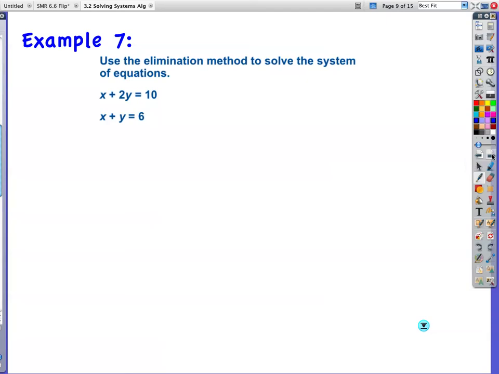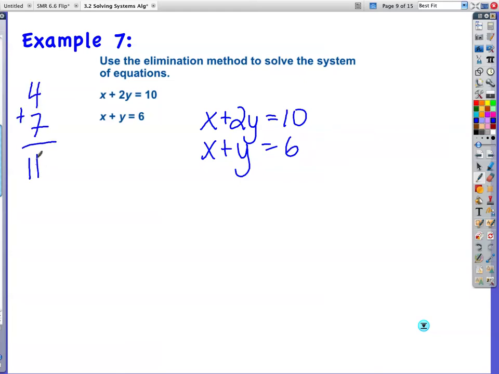So what I'm going to do here is I have x plus 2y equals 10. And I have x plus y equals 6. And I want you to think back in the day when you would add, like column format, you'd add it down. I want to do that as well. The only thing is, when I do this, I want something to eliminate. So if I add the way they are, x plus x is 2x, 2y plus y is 3y. I'm not eliminating a variable.